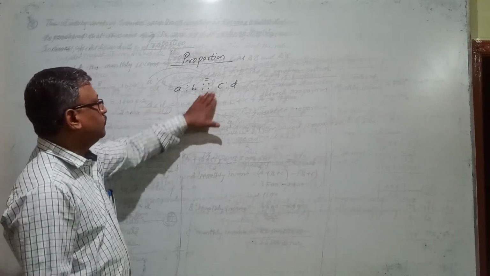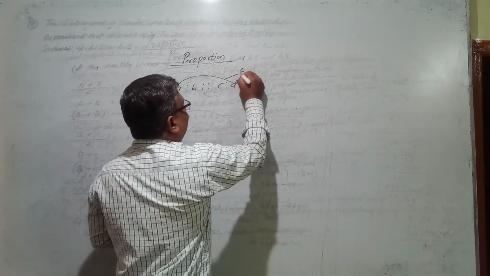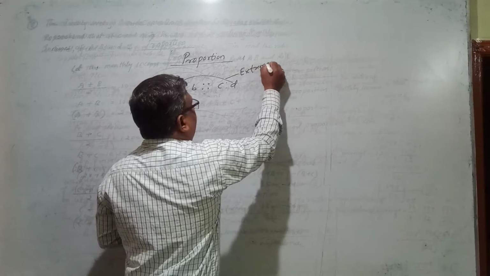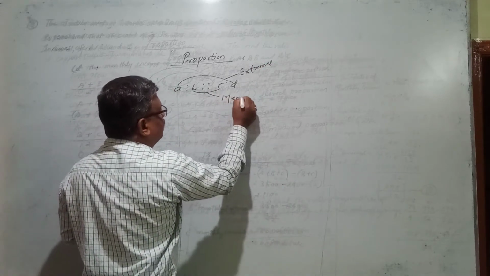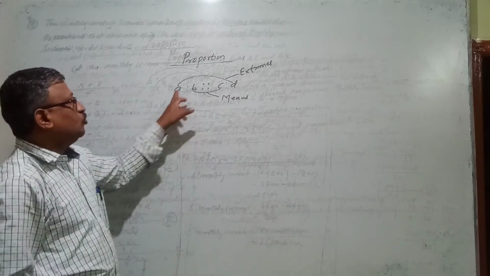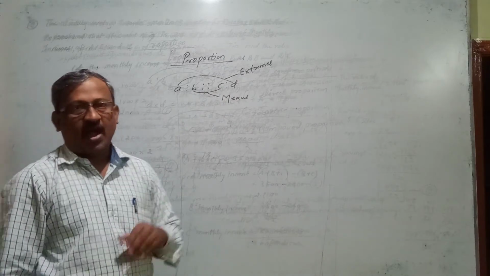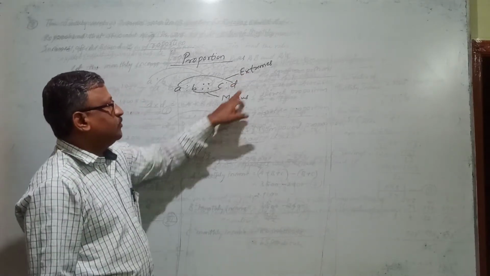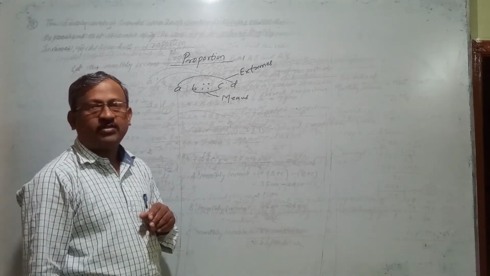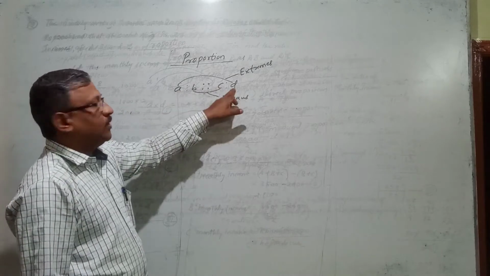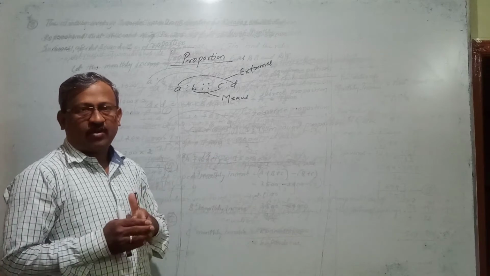In proportion, the last two terms, A and D, are called extremes, and the middle two terms are called means. And in proportion, the product of extremes is always equal to the product of means. This is the fundamental rule of proportion. If you multiply extremes on one side and means on another side, the multiplication of both comes to the same.